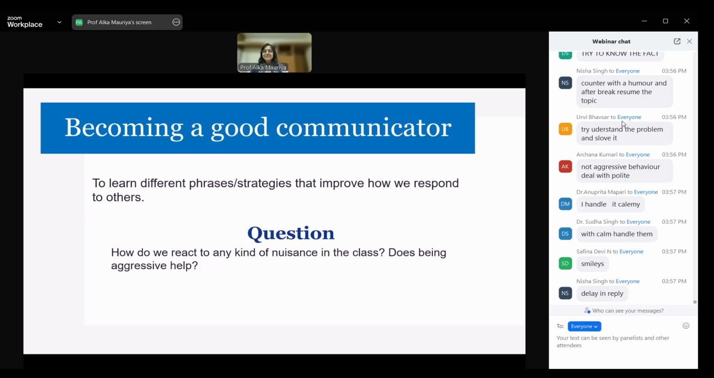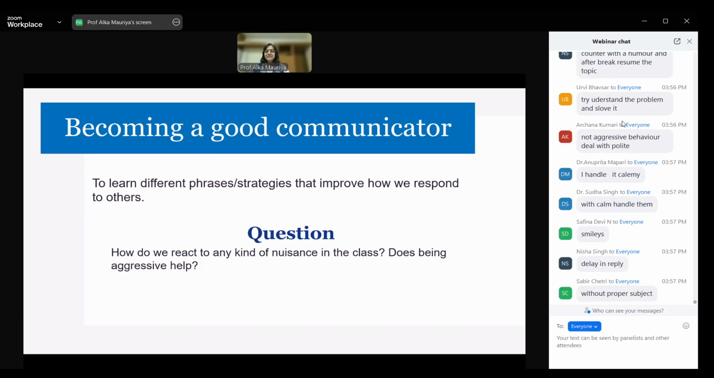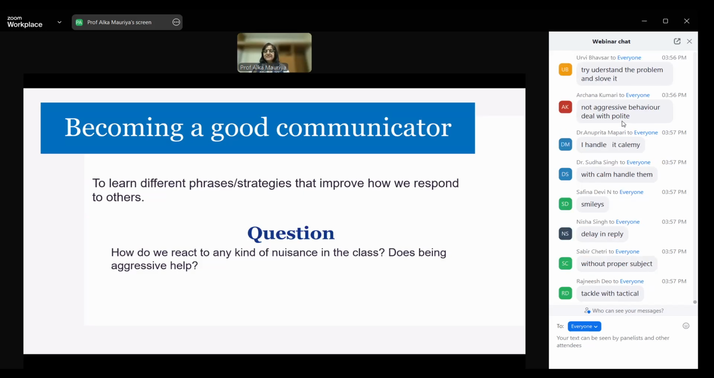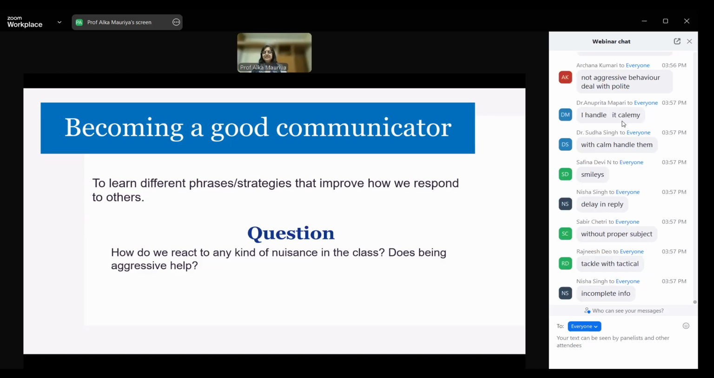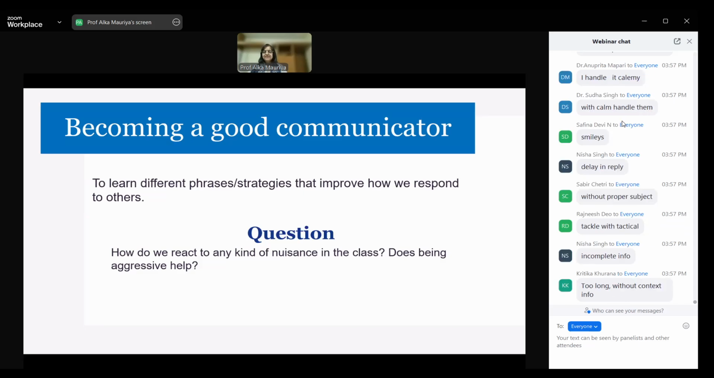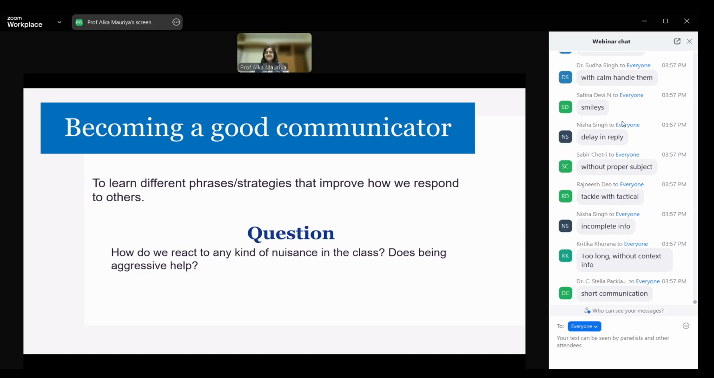Smileys, delay in reply, okay? Let's not focus on reply. You receive an email and there is certain content in the email which irritates you: without proper subject. Fine. Incomplete info. Okay. Too long without context info. Fine. Good. What are the other things? Short communication. Fine. Okay.